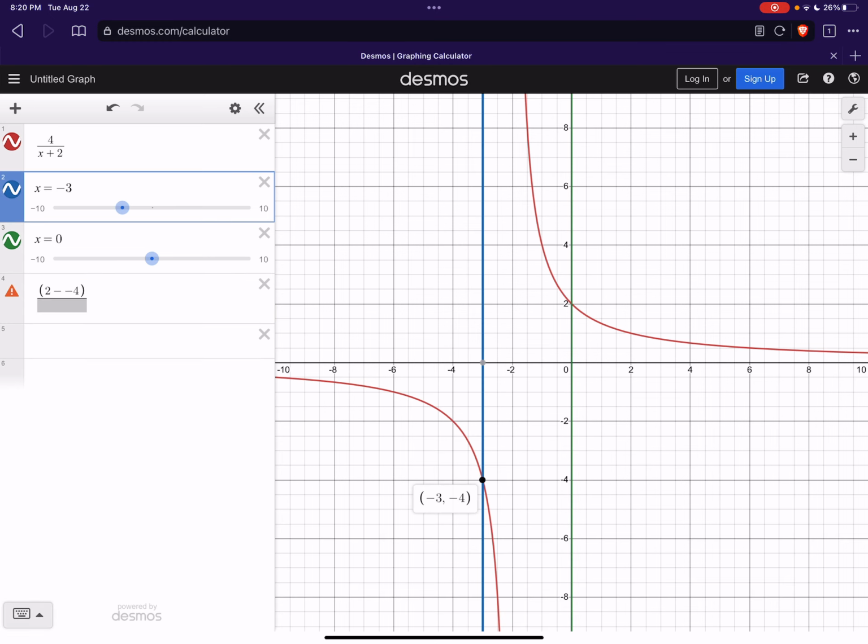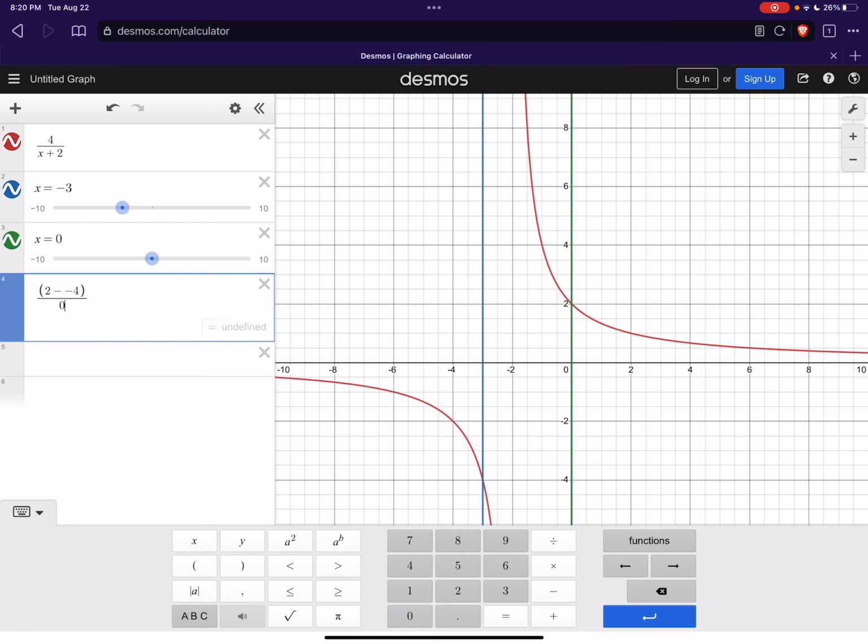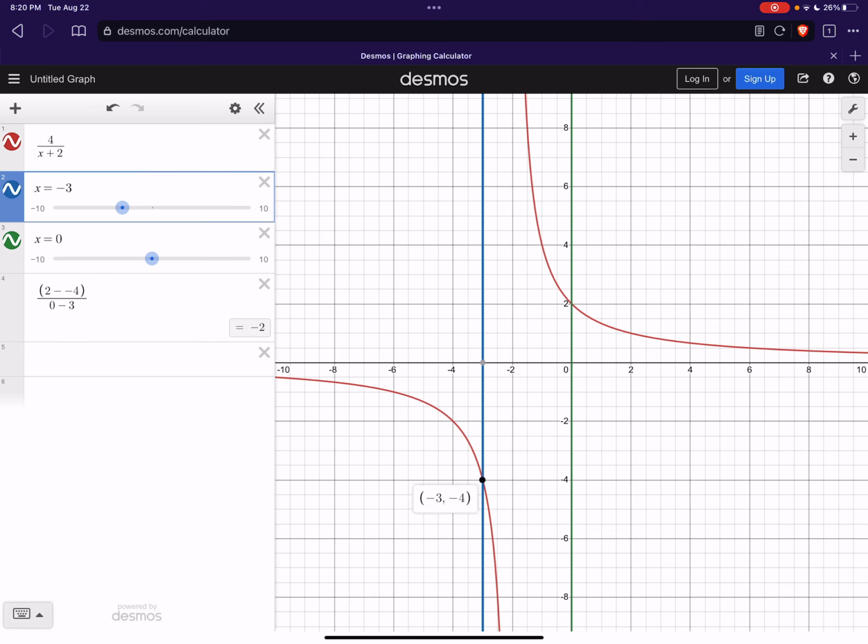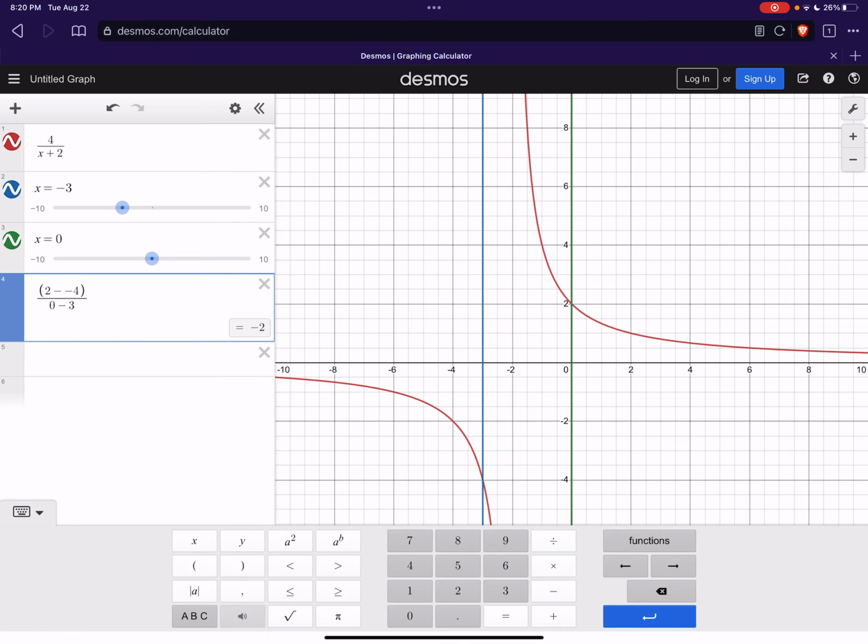Okay, I forgot what the other one was. 0 minus -3. So there's your slope of... I typed something in wrong. Yep, I left out a negative here. There we go. There's your slope of +2.